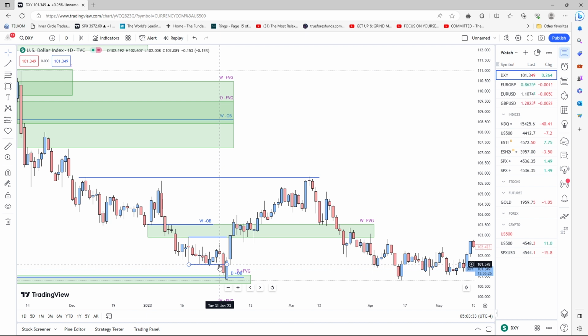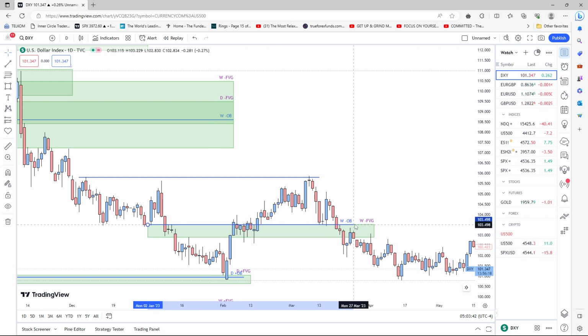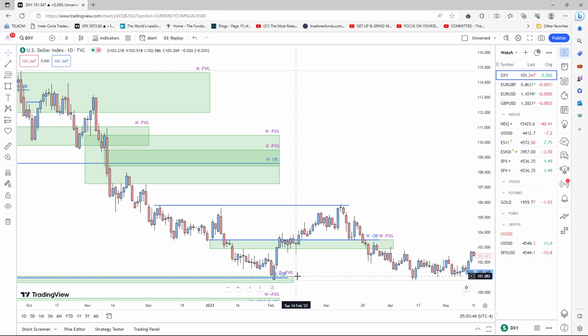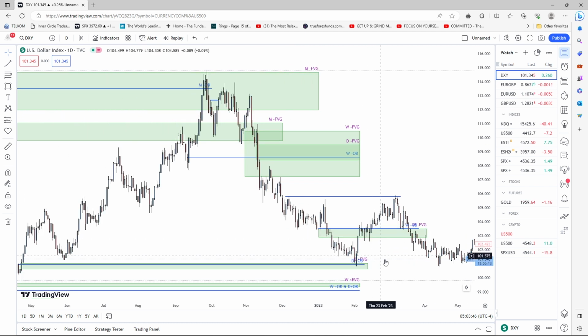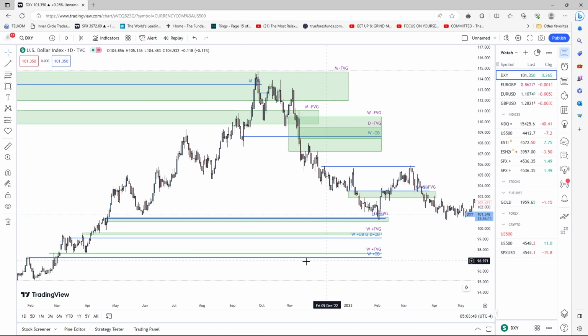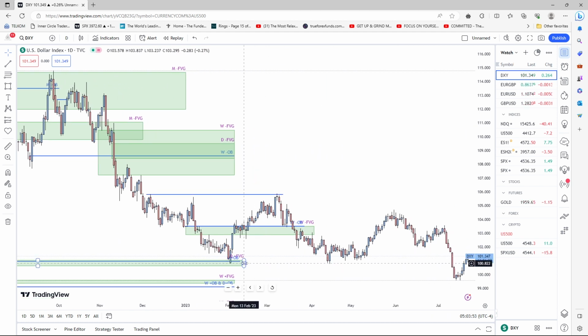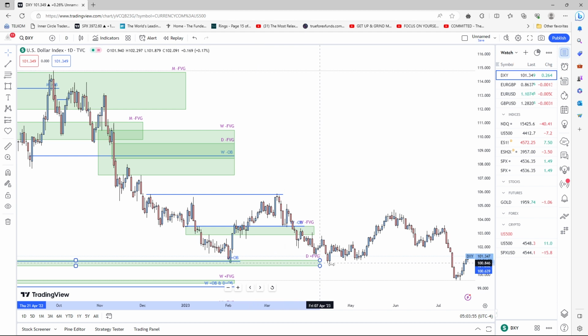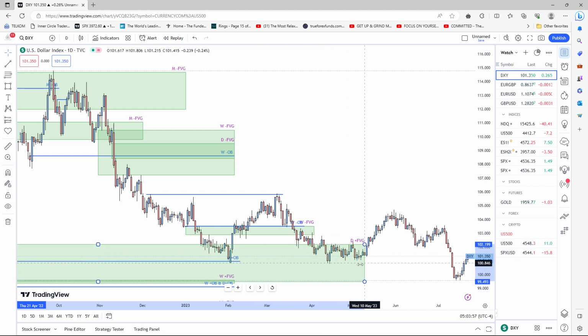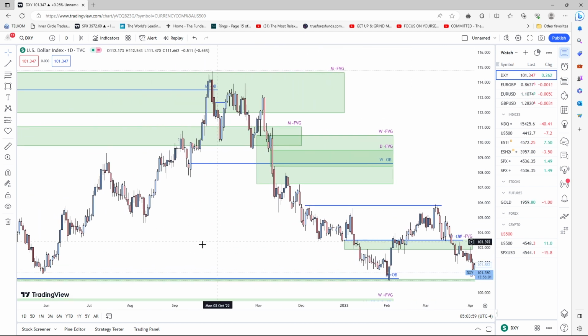We can get rid of this, rid of these lines, and we can extend this weekly order block level over there too. As downside targets, we had these levels over here. Now these levels would still be relevant. These were daily fair value gap levels. Fantastic.